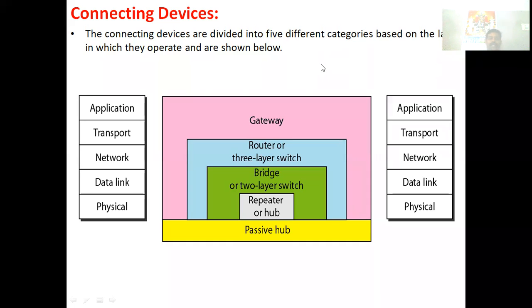So we are going to study the connecting devices. The connecting devices are divided into 5 different categories based on the layer in which they are operating. A passive hub, next an active hub, then a bridge or 2-layer switch, router or 3-layer switch, and gateway. We are going to see one by one.